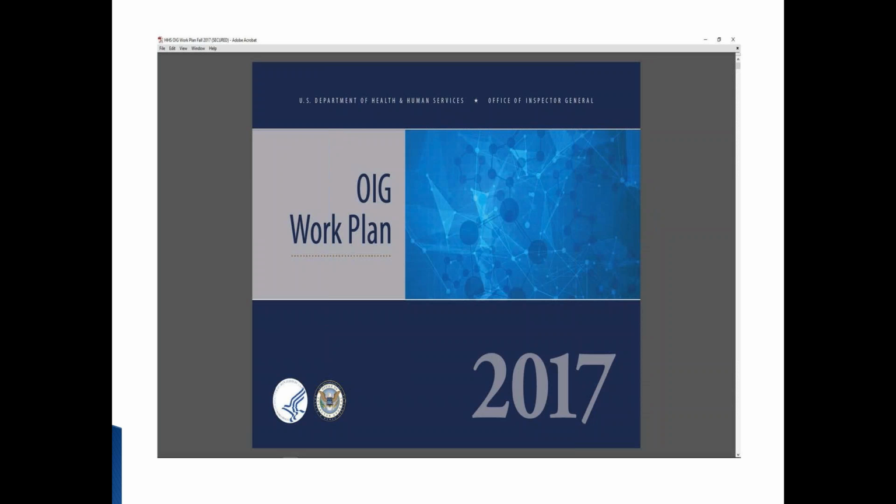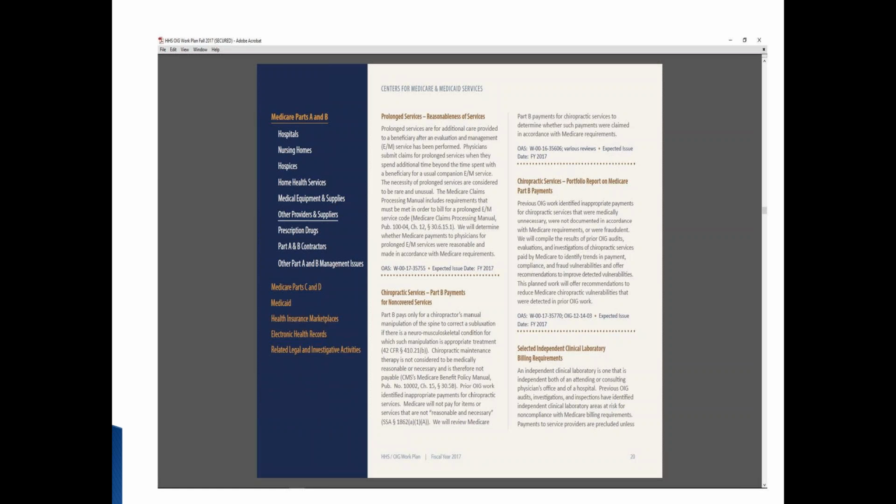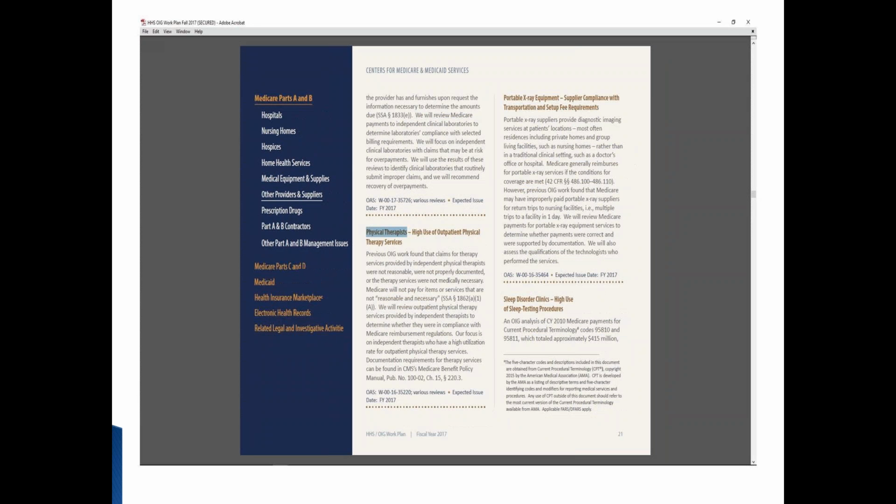Every year the Office of Inspector General puts out a work plan, and anyone that's listed in the work plan, they're basically saying you're on notice, where we're going to be looking at things you're doing. And there's many different healthcare professions in here. We're not the only ones. Physical therapists are in here quite often, DME suppliers, hospital services, nursing homes, home health services, medical equipment supplies. So we unfortunately are in this report in 2017. Here's one here from physical therapy.